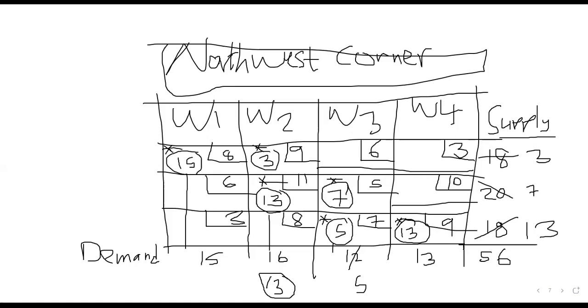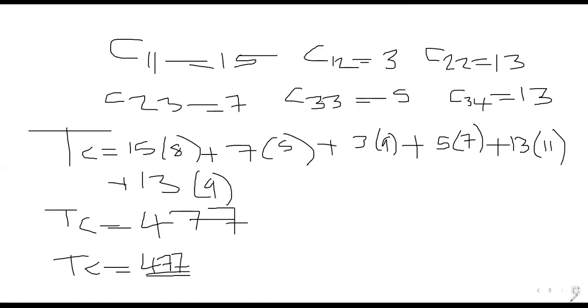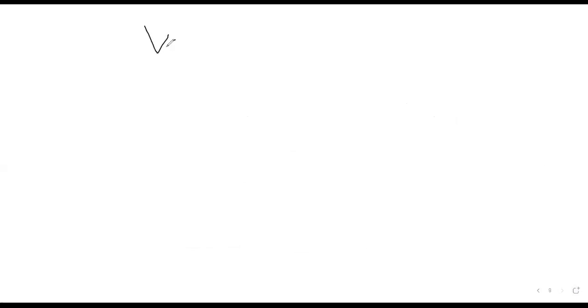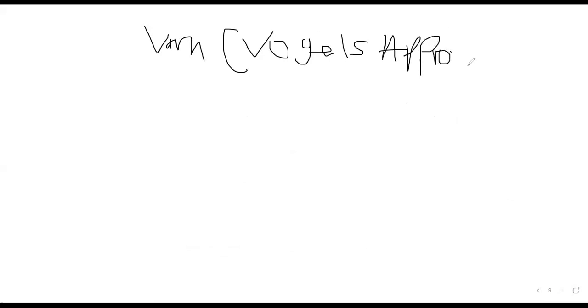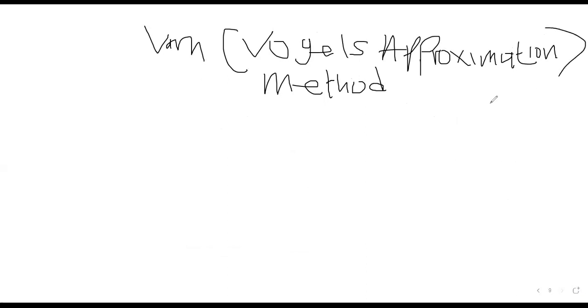All right, so now let's look at the VAM. The last method for now, VAM. So the VAM, it is also called Vogel's approximation method. So what happens here? We have W1, W2, W3, W4.